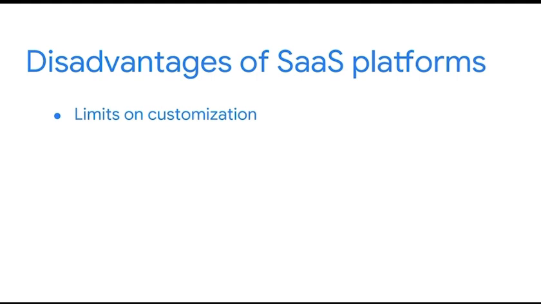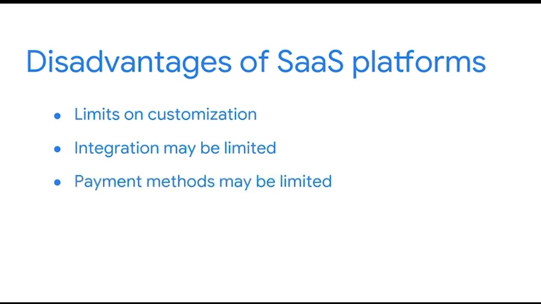That's one disadvantage. Another is that the platform may only integrate with certain third-party apps or shopping channels. It may also only allow certain payment methods. Plus, there may be additional fees for some features within the platform. Now that we've covered the advantages and disadvantages of both open source and SaaS platforms, let's discuss a few more important things to consider that apply to all types of platforms.